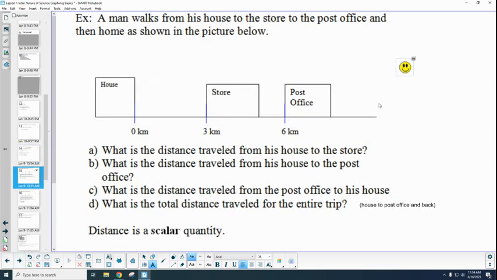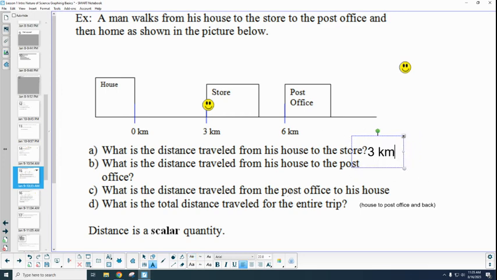So again, more practice here. It says, what's the distance traveled from the house to the store? So if we're starting at the house and we move to the store, it looks like the distance between there is going to be 3 kilometers, according to the image. So 3 kilometers would be the distance.